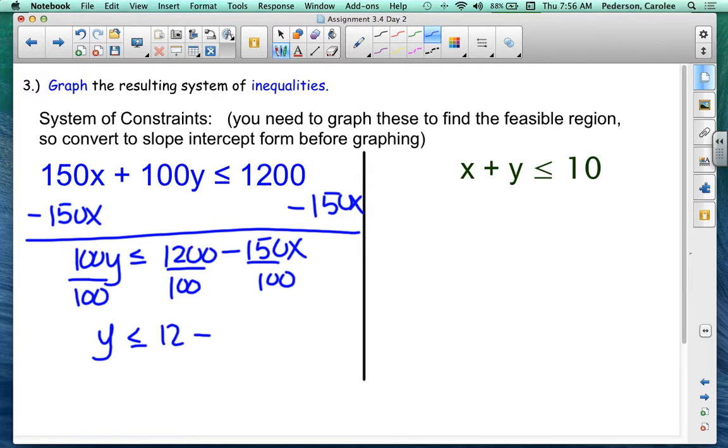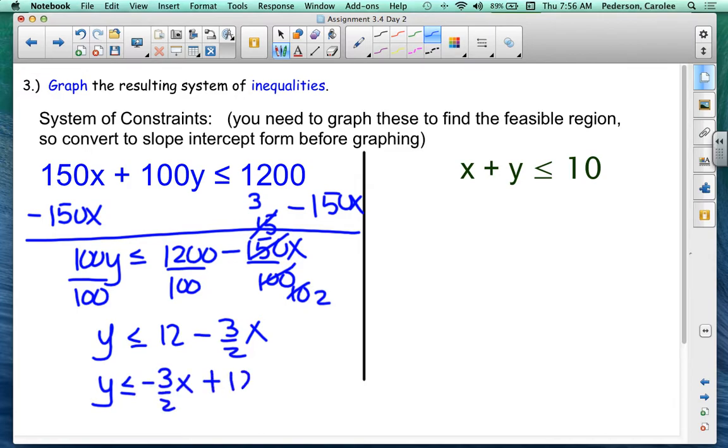150 divided by 100 is 1.5, or you could just reduce that by 10. So let's divide this by 10, and that by 10, so you get 10 over 15. And reduce it again, I'm going to go by 5, so I get 3 halves. So the reduced fraction is 3 halves. So let's put this in slope-intercept form. y is less than or equal to negative 3 halves, that's your slope, plus 12, which is your y-intercept.